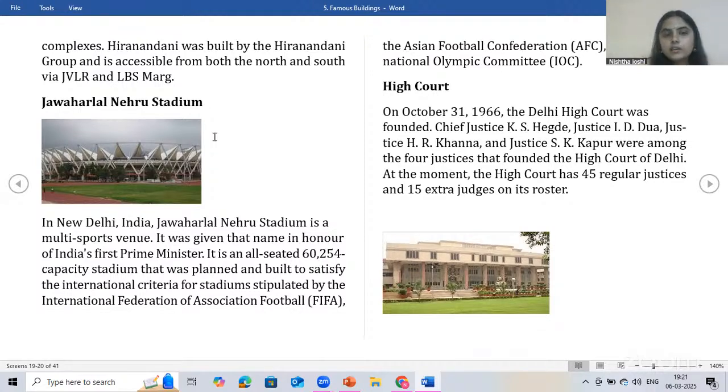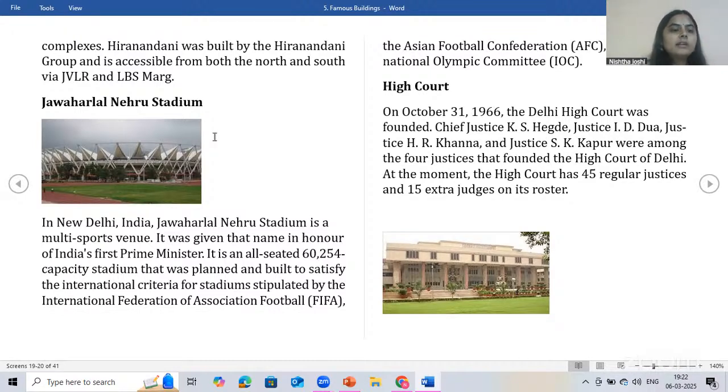Jawaharlal Nehru Stadium. So as you can see, I've brought a variety of structures, not just buildings or historical monuments, but I've brought bridges, towers, stadiums, and all sorts of structures to give you an idea of what kind of questions or what kind of structures can be asked about in the exam. So you cannot expect only one type of building or historical monuments to be there. The questions can be related to comparatively newer famous structures as well.